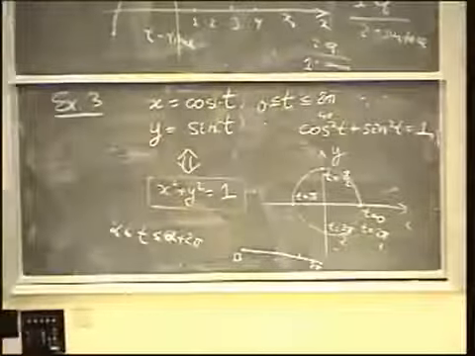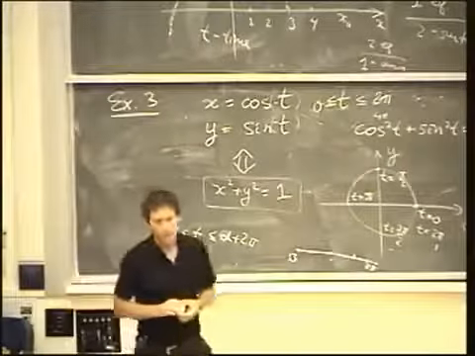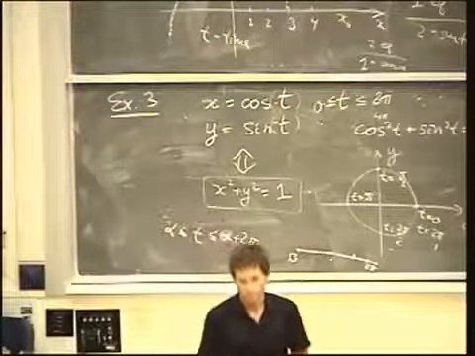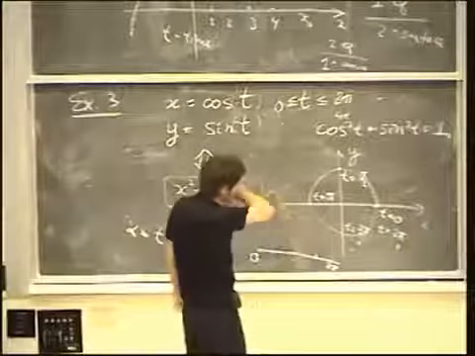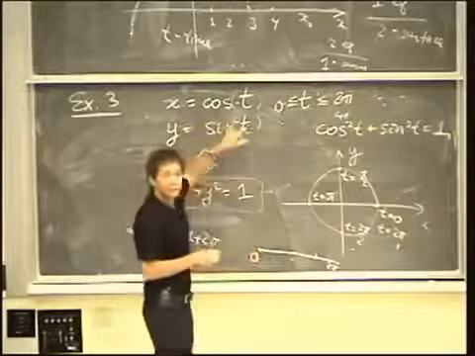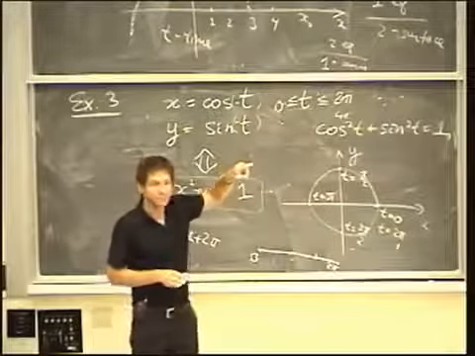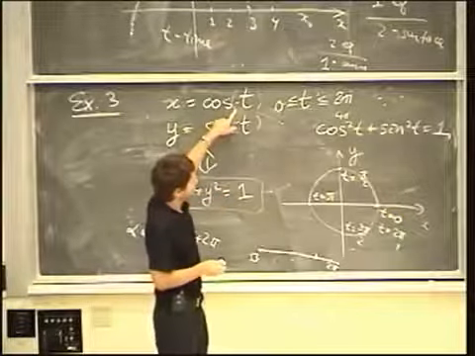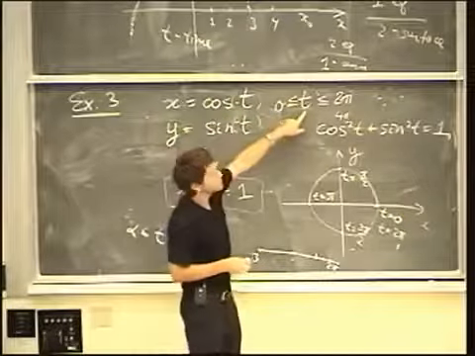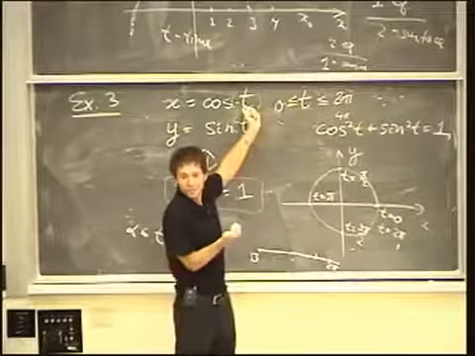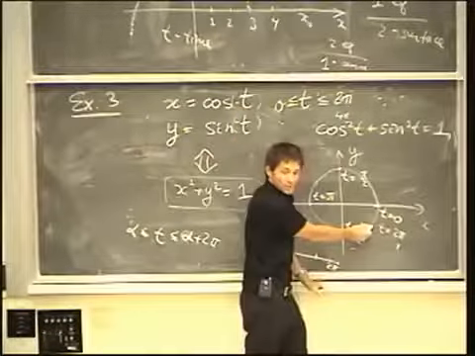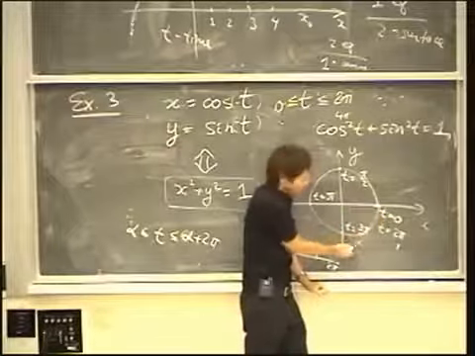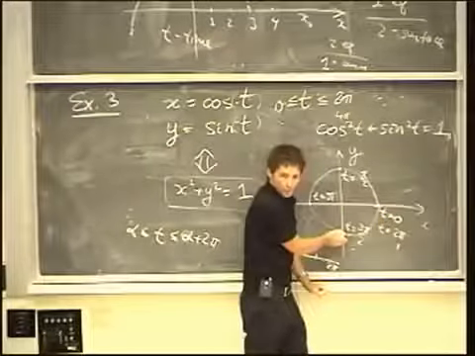Why would the negative sign be going clockwise? Oh, because let's look at this parameterization. If t is positive, negative t is negative, and the negative angle will correspond to moving like this, right? This is minus pi over 2, for negative pi over 2, and so on.